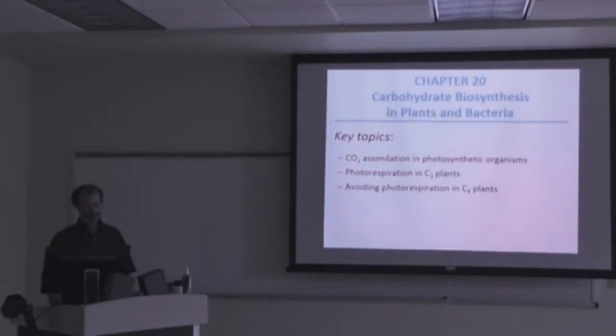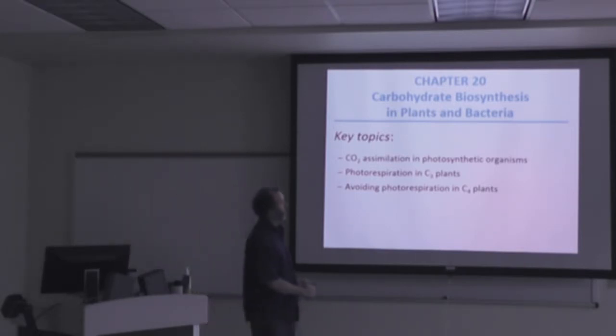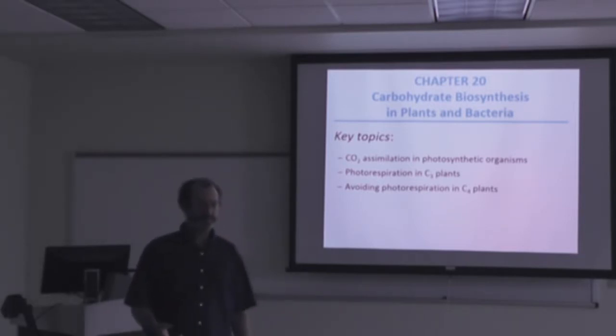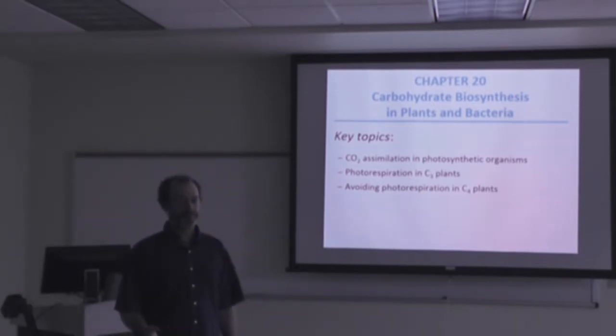So carbohydrate biosynthesis in plants and bacteria. Carbon dioxide assimilation in photosynthetic organisms. Last week we talked about photophosphorylation, and that occurs during what cycle of the plant? Or it's called the what? Do you know? The light cycle.